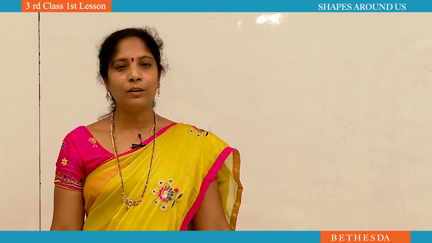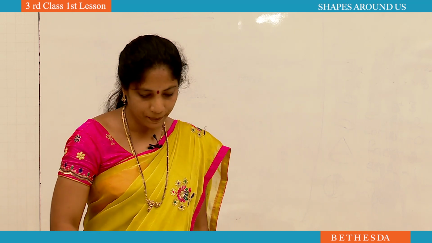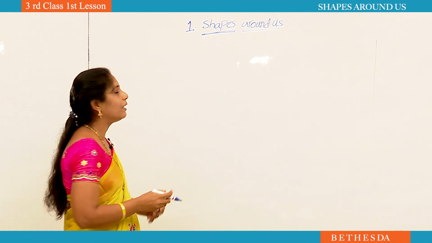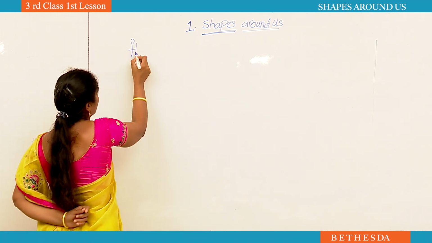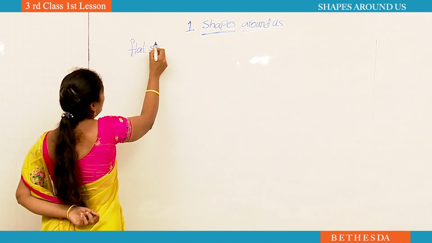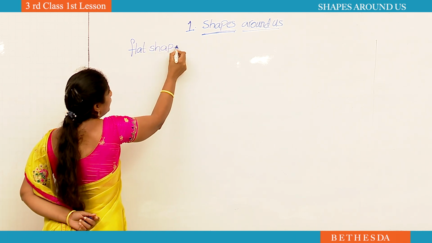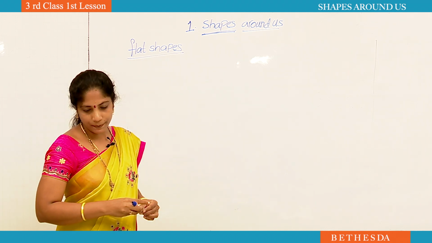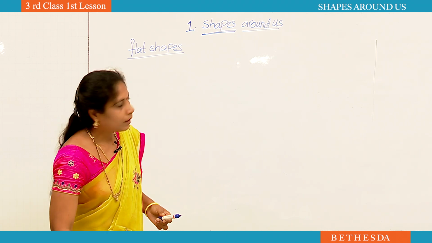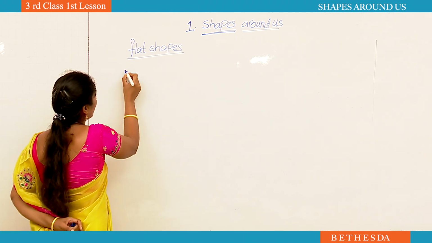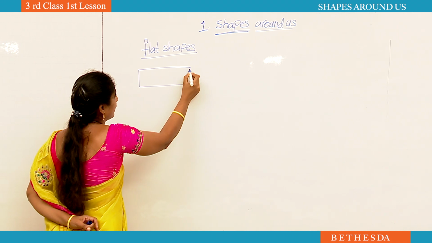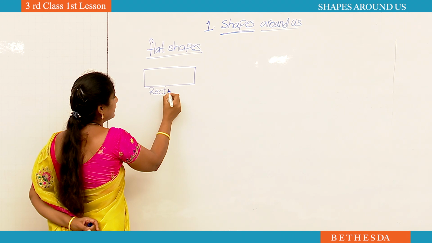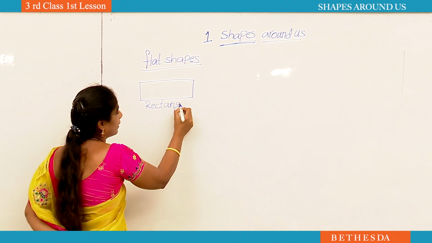Today our topic is third class, first lesson, shapes around us. In this lesson, first we are going to learn about flat shapes. Do you remember what the flat shapes are? Once we have to revise. First one is rectangle. What is the first shape? Rectangle. Say the spelling also: R-E-C-T rect, A-N-G-L-E angle, rectangle.